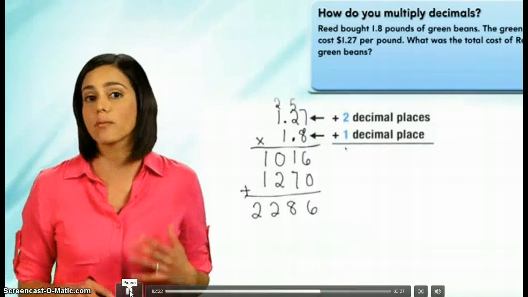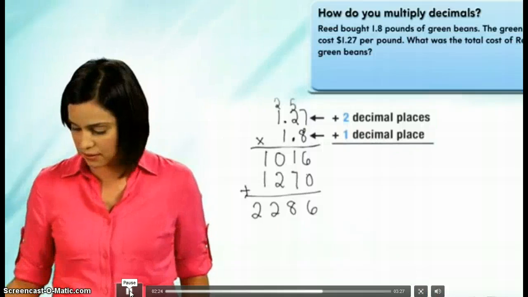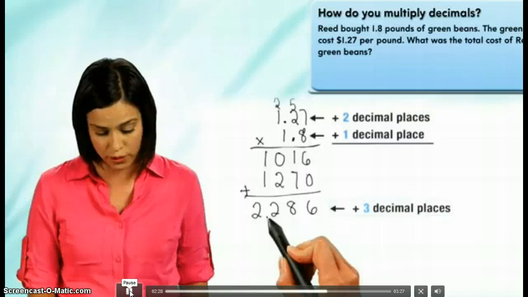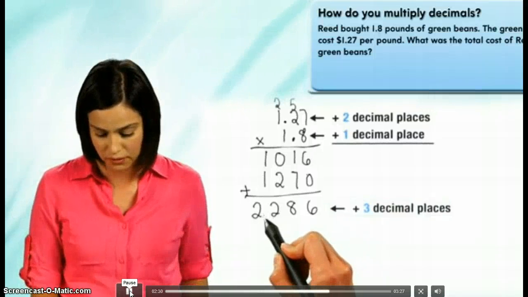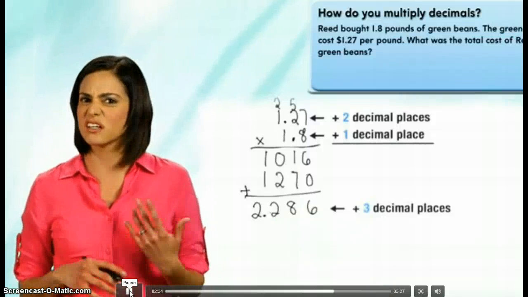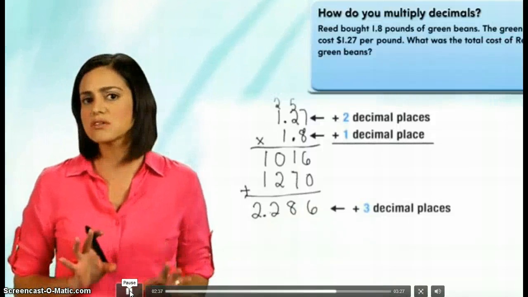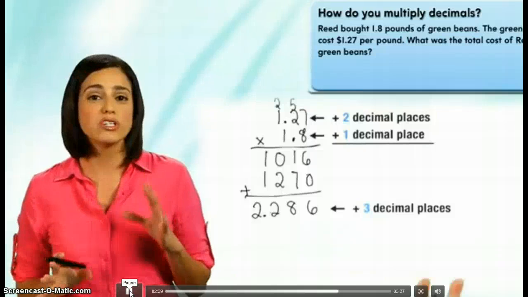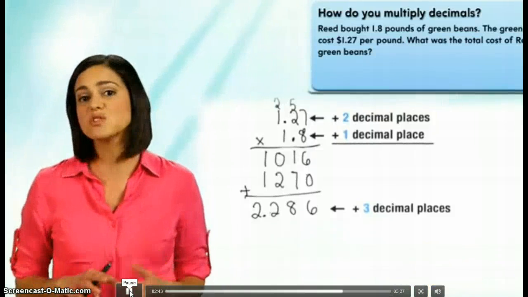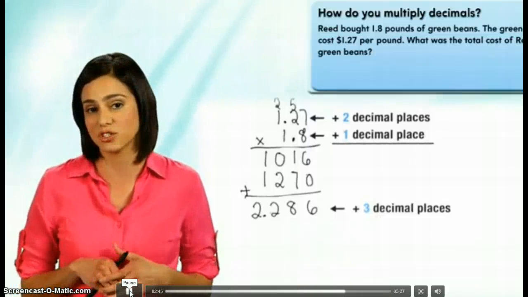And therefore our product has 3 decimal places. That's 1, 2, 3. That's 3 hops. Now this answer looks a little strange. And the reason it looks a little strange is because we're dealing with money. So if we're dealing with money, that means we need to round to the nearest hundredth.